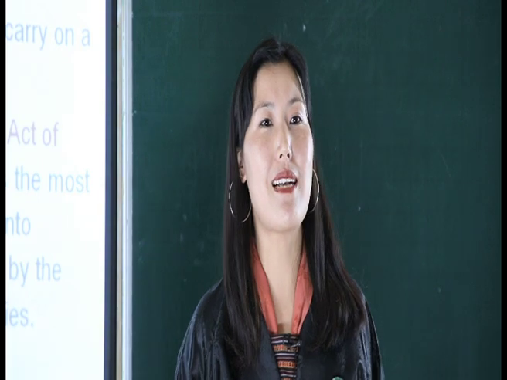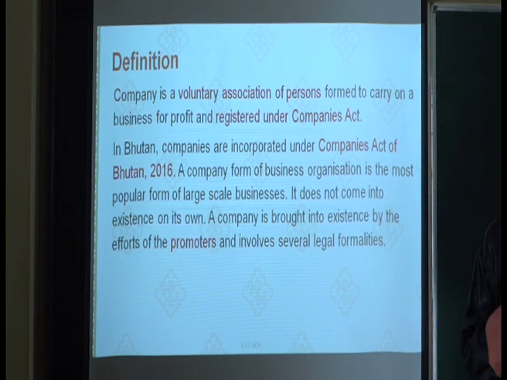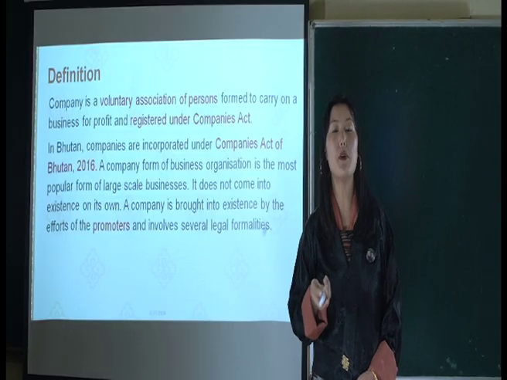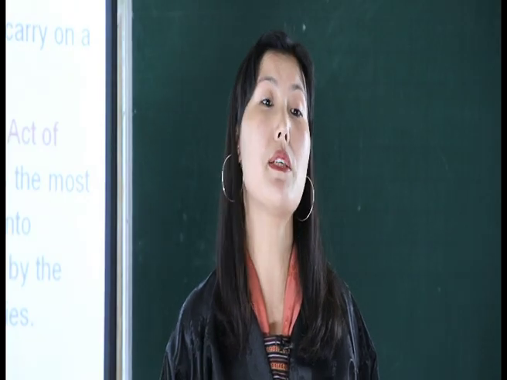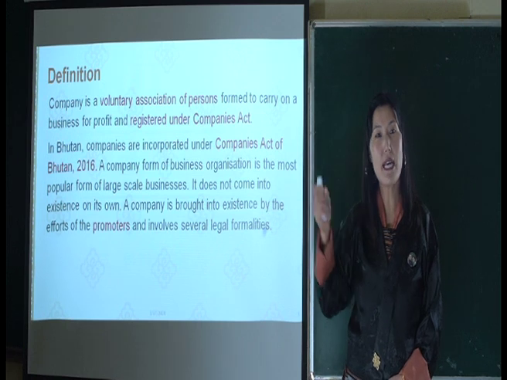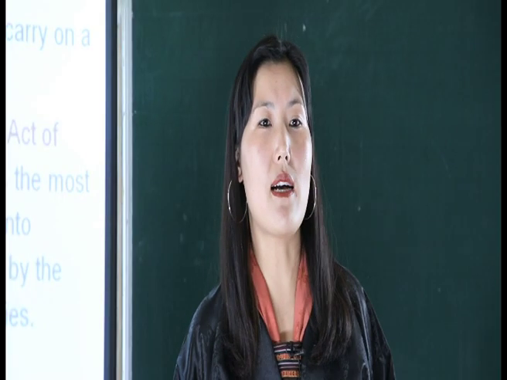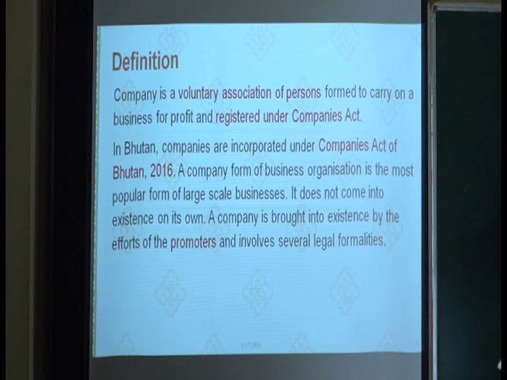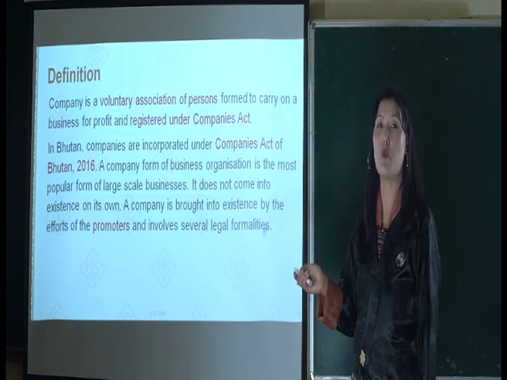A company form of business organization is one of the popular forms of large scale production. It does not come into existence on its own. It is formed by whom? By the effort of the promoters. Now the question here is, what is the meaning of promoter? Promoter is the person who starts the business. So the company comes into existence when the promoter comes up with an idea and actually starts the formation of the company. And then it has several stages. Formation of company is not easy. The promoter needs to follow those steps. So we will go through those steps one by one.